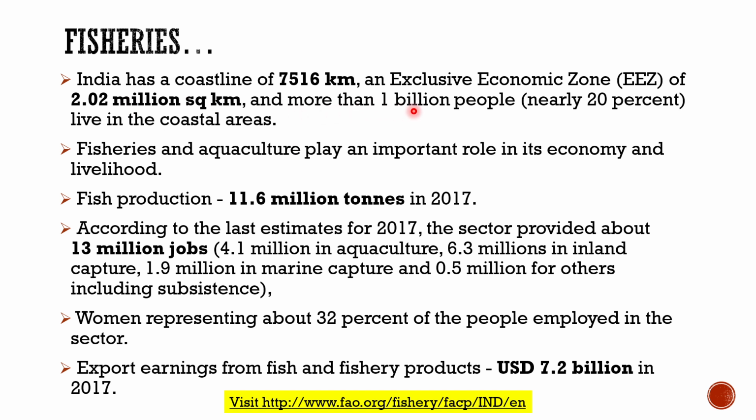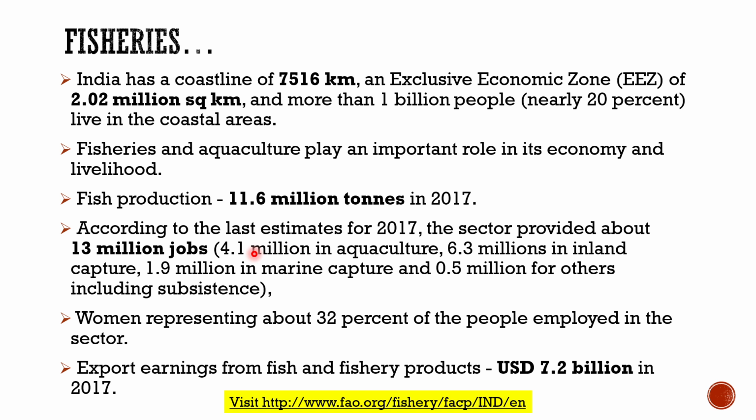And more than 1 billion people are living in these coastal areas. So these coasts and areas become very important for India. Fisheries and aquaculture play an important role in its economy and livelihood. How is this playing an important role? We can see that in 2017 the total fish production was 11.6 million tons in India, which accounted for 13 million jobs in 2017.